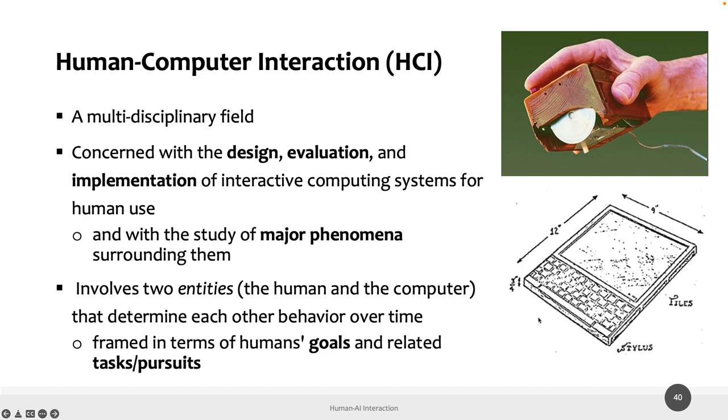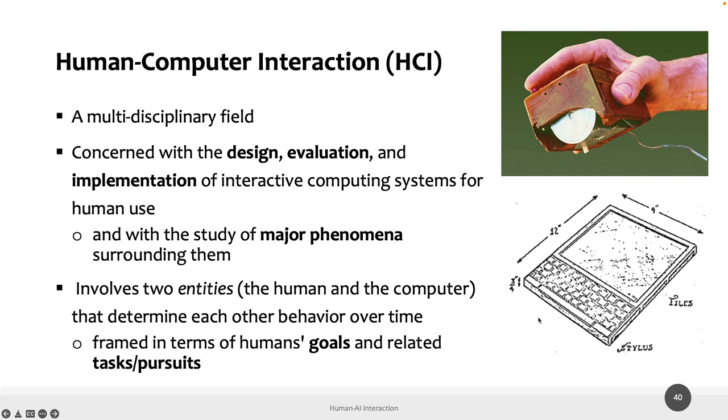So SIGCHI is the SIG for human-computer interaction, the largest one that we have internationally. There are also other organizations outside ACM that work on human-computer interaction from different perspectives. But SIGCHI is one of the biggest numerically, internationally, and it has a lot of conferences.